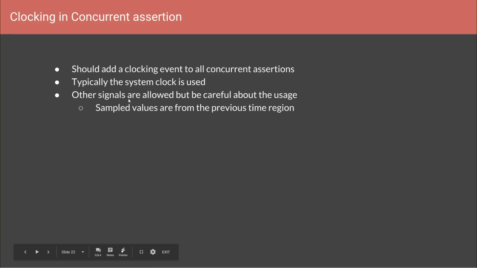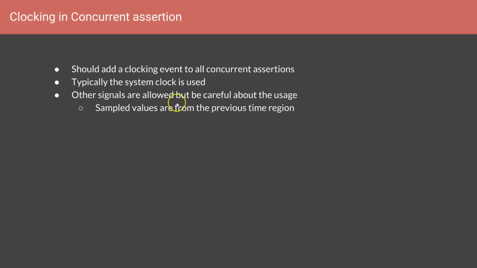Commonly, you will use the general clock as the clocking block for all concurrent assertions, but you can also add other signals or other variables as the clocking variables in the concurrent assertions. But in that case, you should be careful about the behavior of the assertions, because concurrent assertions are always executed based on the sampled value from the previous time region. So it will be clear by looking at an example here.